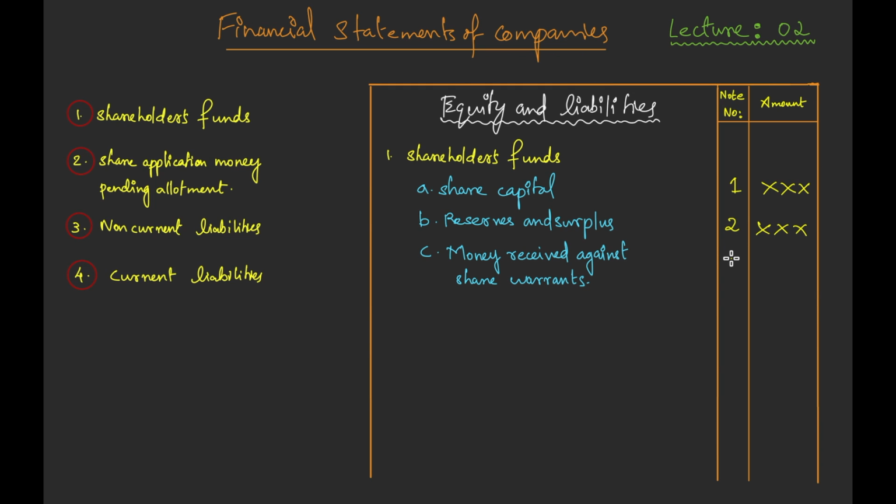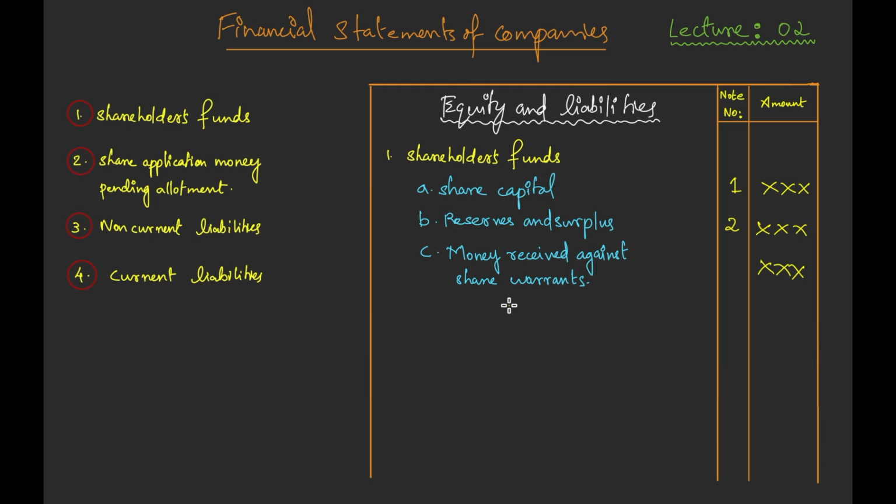Now the third item under shareholders funds is money received against share warrants. So what are share warrants? A share warrant is nothing but a document issued by the company under its seal, stating that its bearer is entitled to the shares or stock specified in the share warrant. So when the company has issued share warrants, then we will record the amount which our company has received. Nowadays, it is not so common that companies issue share warrants.